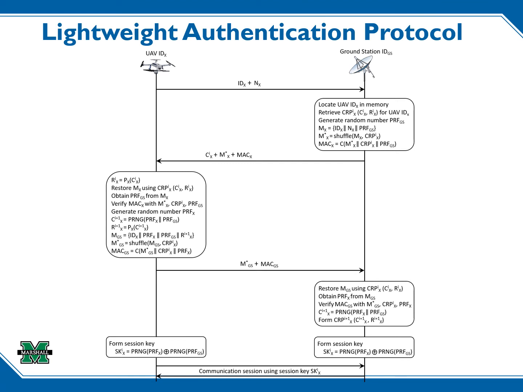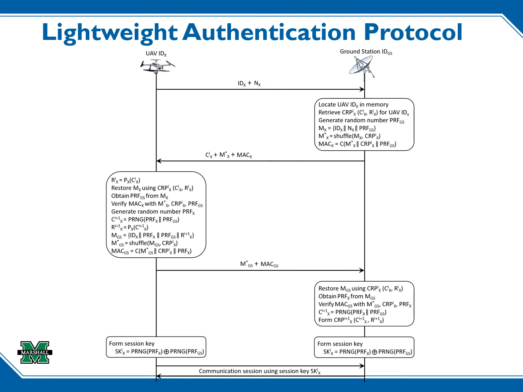To begin communication, the UAV will send its ID and a randomly generated number to the ground station. The ground station will then attempt to locate the UAV ID in memory, retrieve the corresponding challenge response pair, and then generate a random number called PRFGS. It will then create a plain text message using the UAV ID, the randomly generated number from the UAV, and then its randomly generated number.